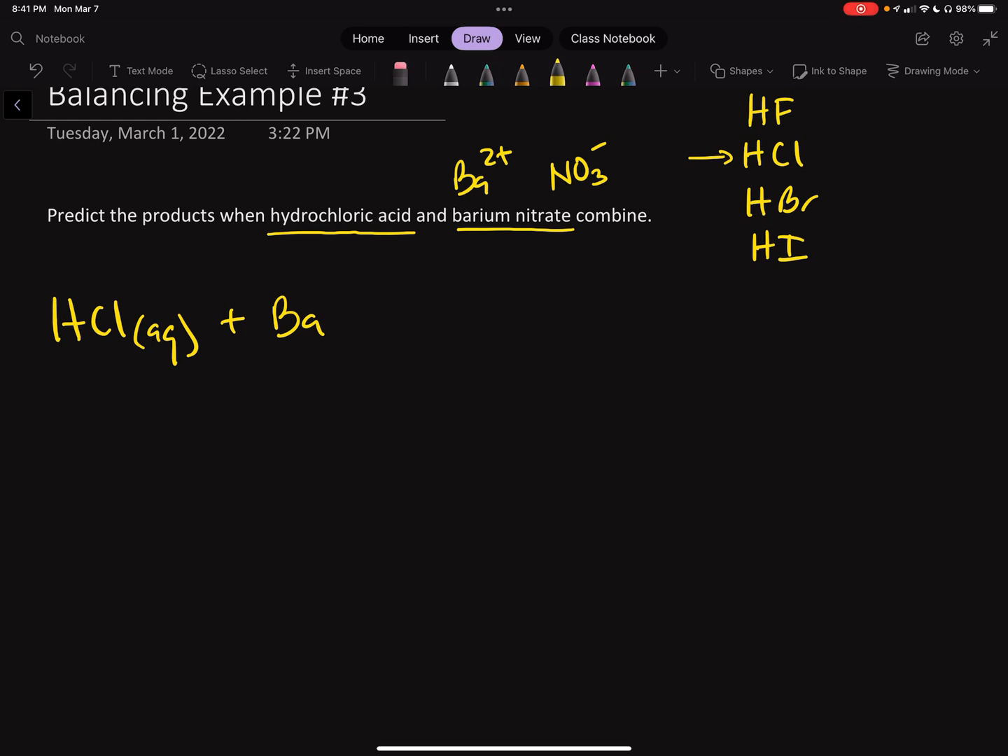So to form a neutral compound between barium ions and nitrate ions, we're going to need 2 nitrate ions. So the way we write that, we have the barium, and then since we need 2 of the nitrates, we put it in parentheses with a subscript 2 on the outside to indicate that we have 2 of those nitrates.